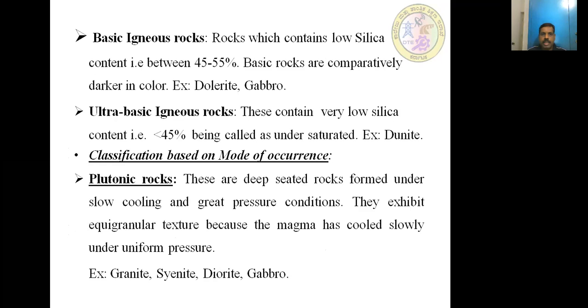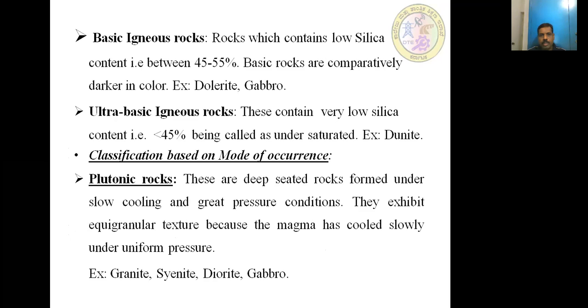Next one is basic igneous rock. These rocks contain silica percentage between 45 to 55. That means these contain a low percentage of silica. So basic rocks are comparatively darker in color. Examples are dolerite and gabbro.